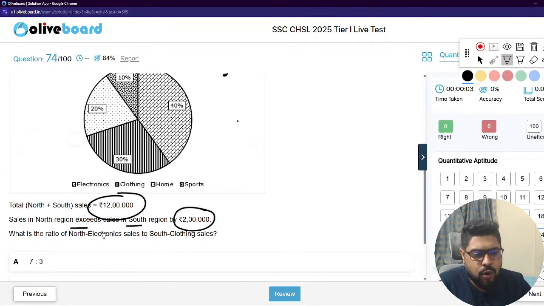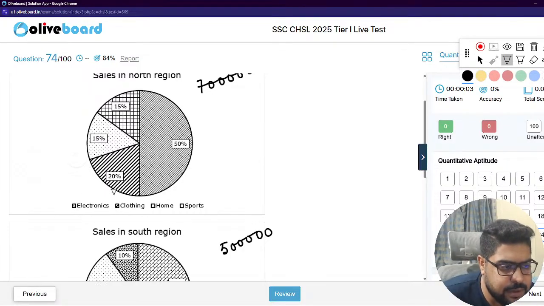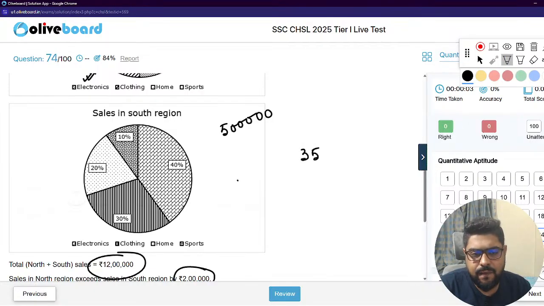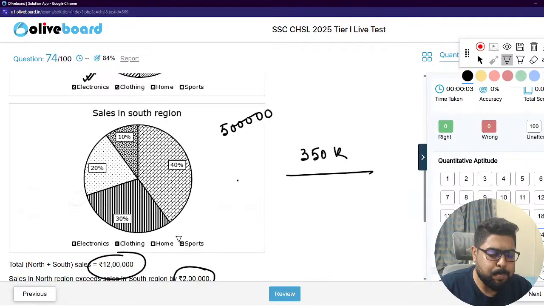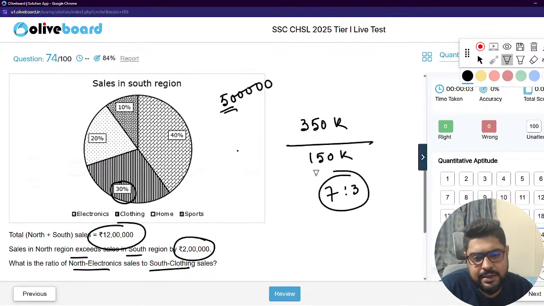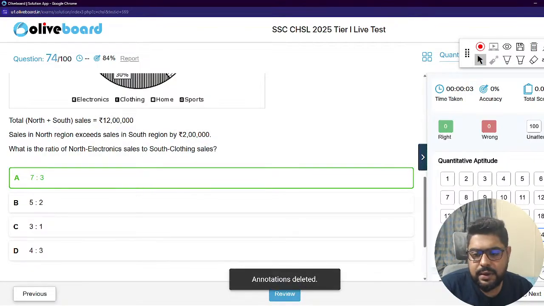What is the ratio of north electronic sales to south clothing sales? So north electronics, I can't even make out which is electronics. Home clothing, I guess this is electronics with this one sir 50%. So that means 3,50,000 divided by, and this is south clothing. Clothing is what sir? I'm assuming this 30%. So 315 of 150k sir. So 7:3 might be the answer. 7:3 should be the answer. Option number A sir. Next one sir.